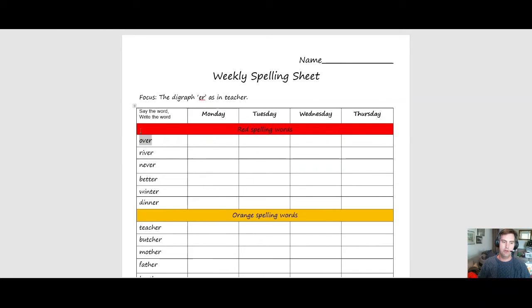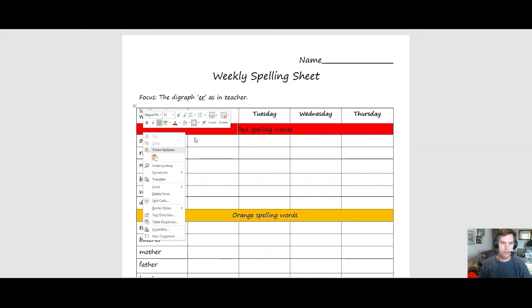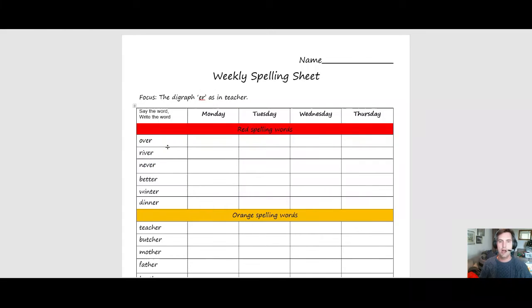And then if you came up to me in class and said, Mr. Fisher, how do you spell over? I would say O-V-E-R. Just like that. I'd say the ER together because those two letters make one sound. On to river. Say the word river.